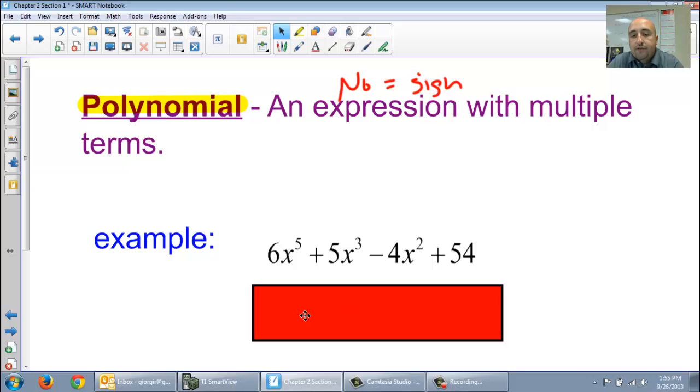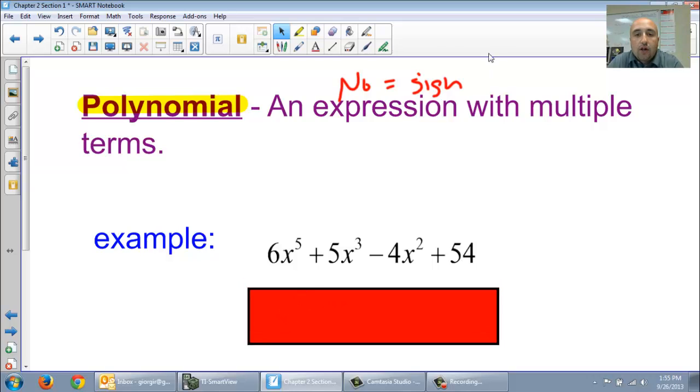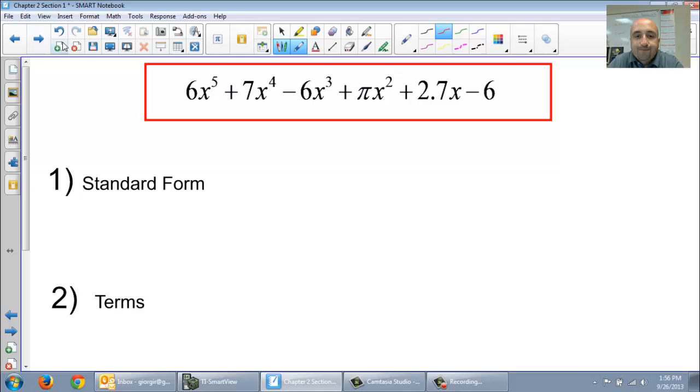There's an infinite amount of examples that we could choose. All it has to have is multiple terms. It has one term, two terms, three terms, four terms. We'll talk more about terms in a couple minutes. So I'm going to give you another example of a polynomial expression, and then we're going to talk about some vocabulary words that you should know.